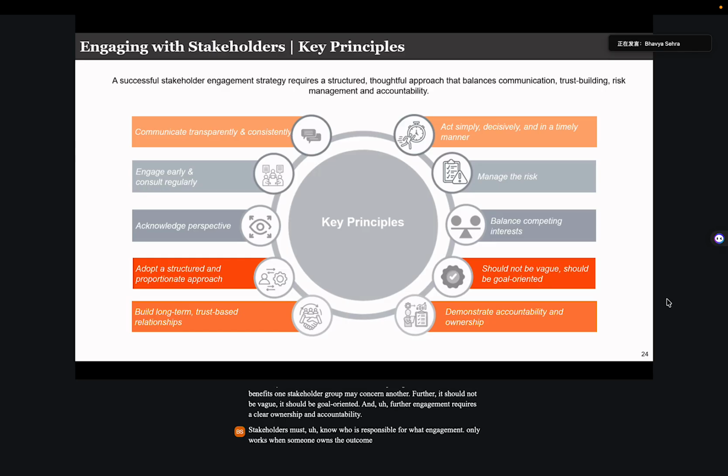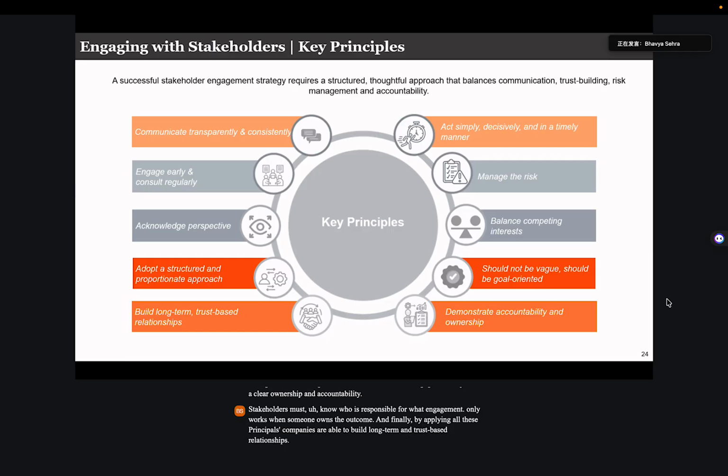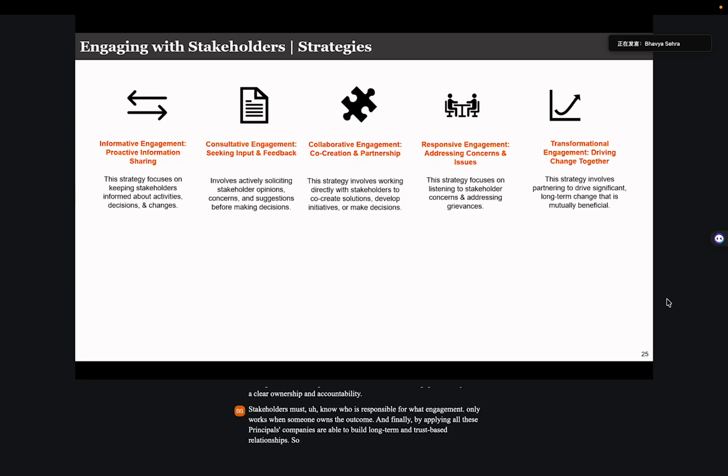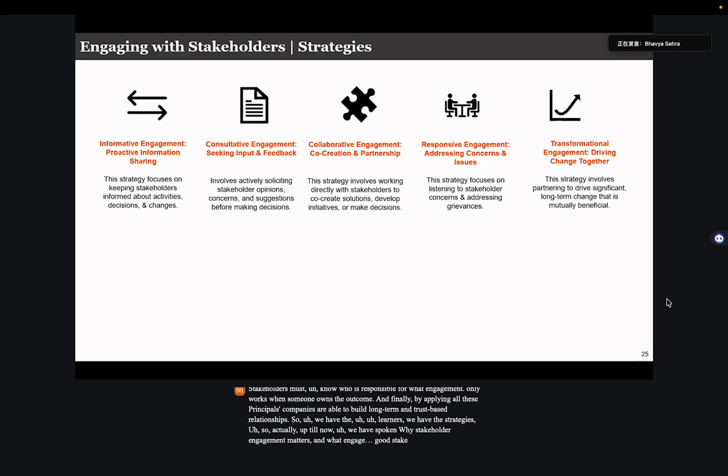And finally, by applying all these principles, companies are able to build long term and trust based relationships. So we have the learnings, we have the strategies. Up till now, we have spoken about why stakeholder engagement matters and what good stakeholder engagement looks like. Now the next question is how exactly we should engage with these stakeholders and at what level.